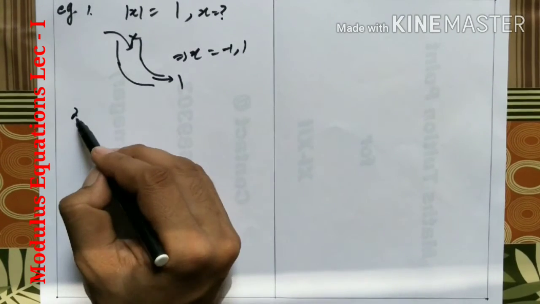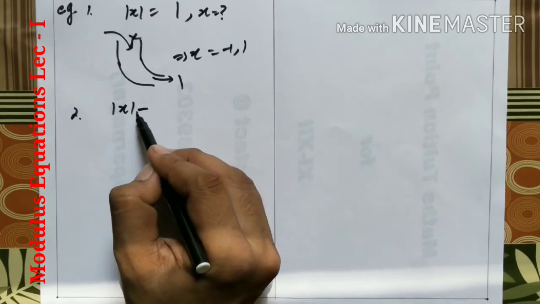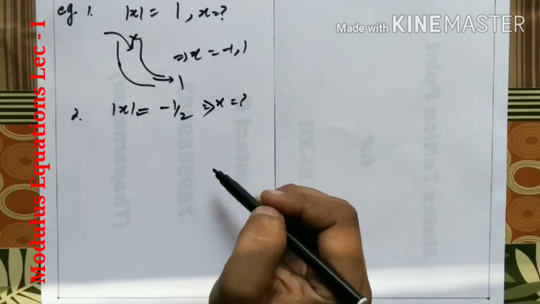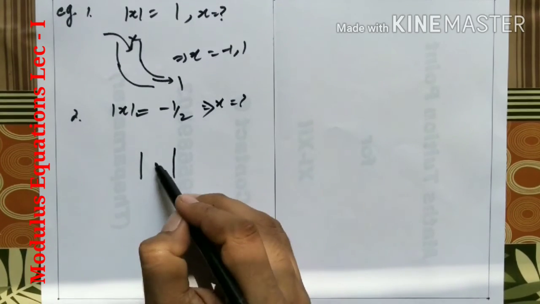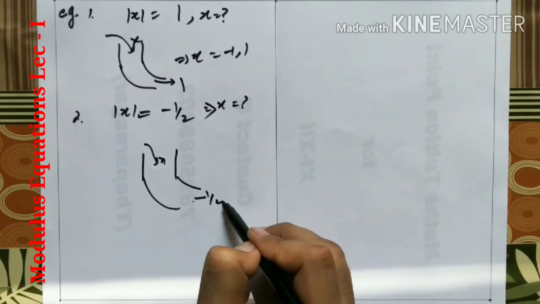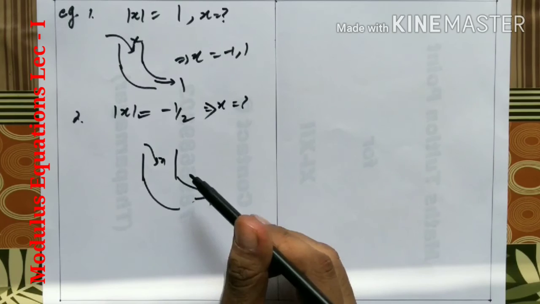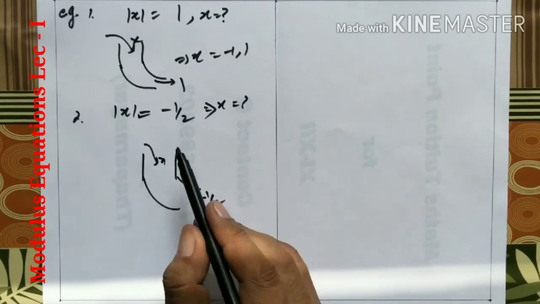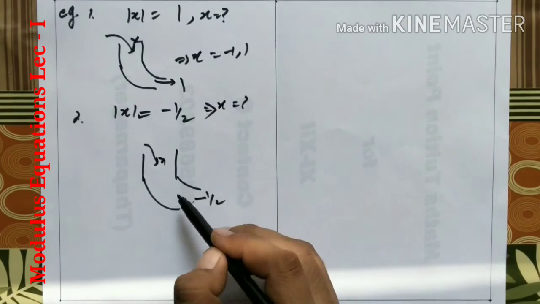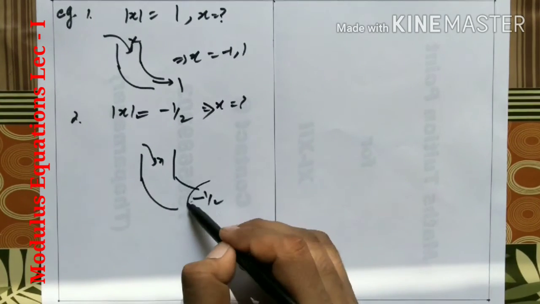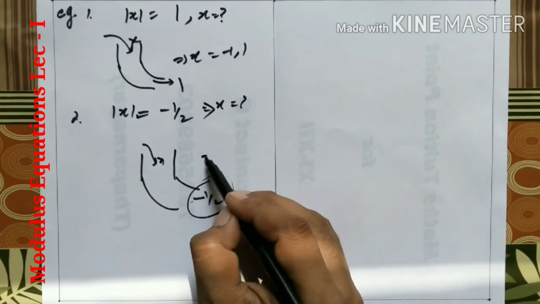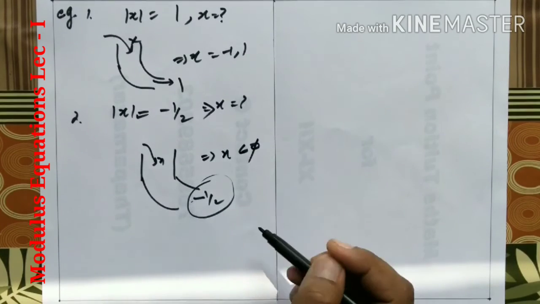Another example, let's see. Suppose mod x is equal to -1/2. Then what is x? Now, there is a machine in which you have inputted x, and the output is -1/2, and we have to find the value of x. We have just defined in the concept of modulus that this machine is programmed in such a way that it always has to eject positive numbers, but this modulus machine is ejecting a negative number. It is not possible in case of modulus. So, clearly the answer is no solution.